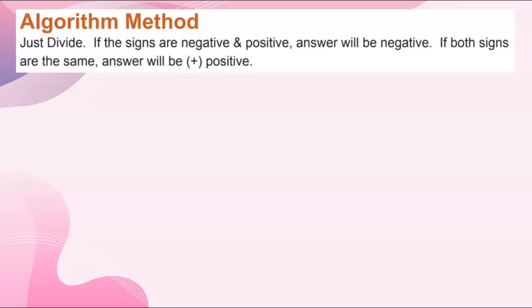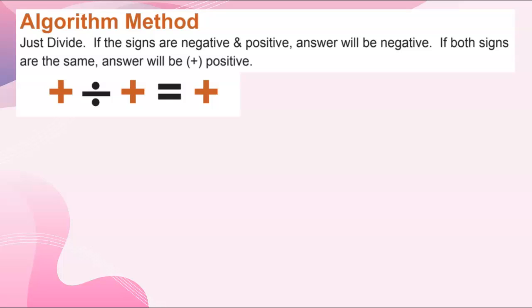So the sign rules for dividing are actually identical to the sign rules for multiplying. We're going to just divide the numbers like we would any other kind of problem. If the signs are negative and positive, meaning the two numbers have different signs from each other, your answer will always be negative. However, if both signs of the numbers are the same, so you have a positive divided by a positive, or a negative divided by a negative, the answer will always be positive. And we did see that in our two previous examples.